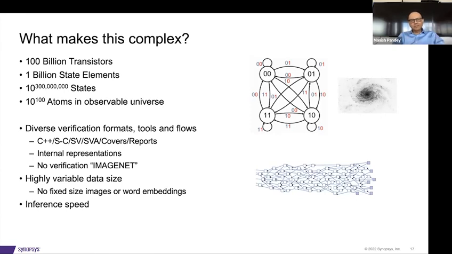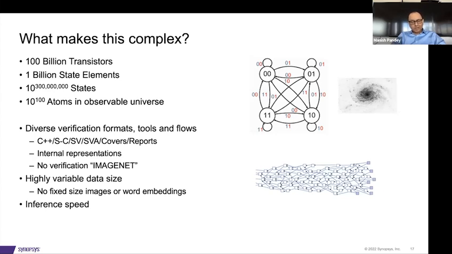We have to model these using machine learning algorithms, get valuable insights, and make decisions to solve this problem efficiently. Now, if we look at the verification flow, there are diverse verification formats, tools and flows. You have models in C++, or SystemC, or SystemVerilog, and you have SystemVerilog assertions, covers, and reports. Compounding that, as an EDA tool developer, we have access to all internal representations, and some of these are pretty insightful, like the abstract syntax tree.